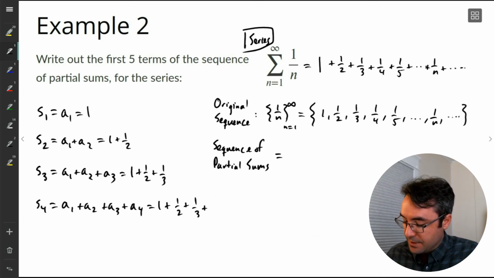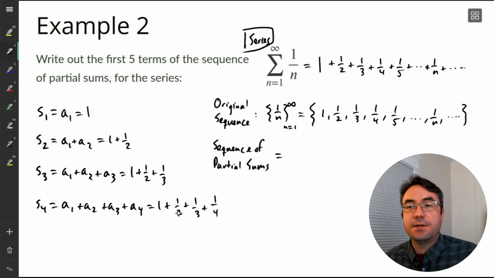And notice when you're doing this, we're basically taking our previous result and then just adding the next term. So we take our previous partial sum, 1 plus 1/2 plus 1/3. There it is again. And then we're just taking this additional term and adding it in, 1/4.